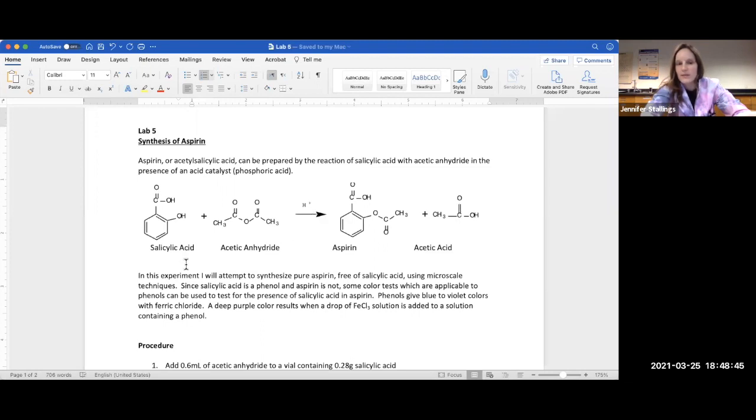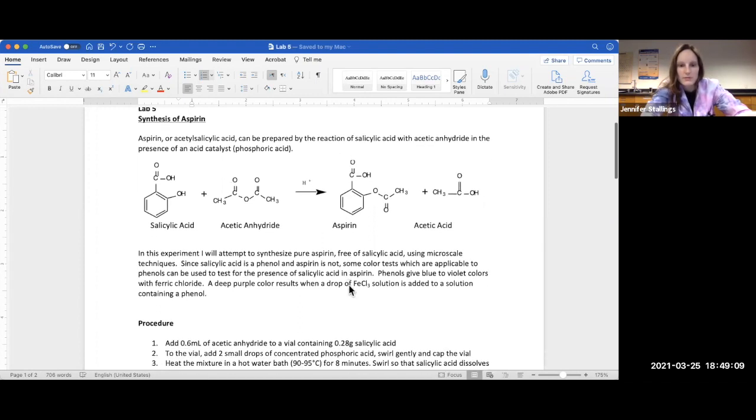What that means is I'm going to be taking salicylic acid, mixing it with acetic anhydride, and in the presence of an acid catalyst, which is that H+ there, phosphoric acid, I'm going to be getting aspirin and acetic acid as my products. So those are my reactants, and my products are going to be aspirin and acetic acid. So I'm going to scroll down here.